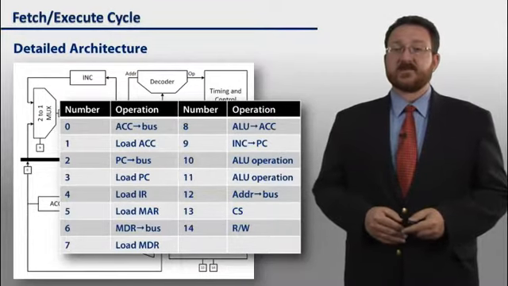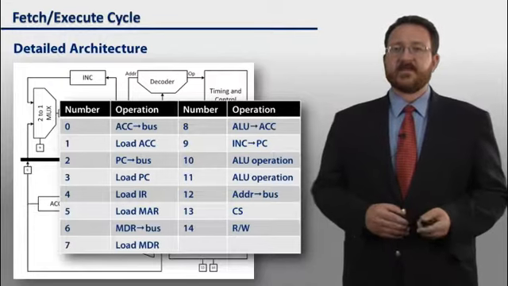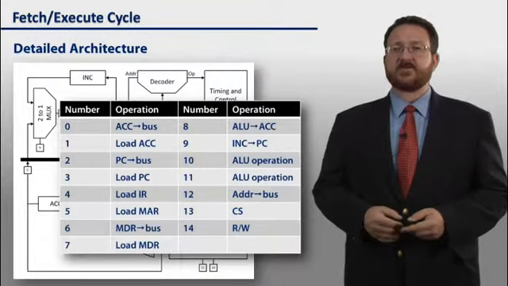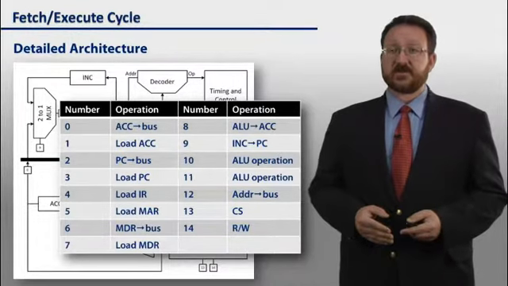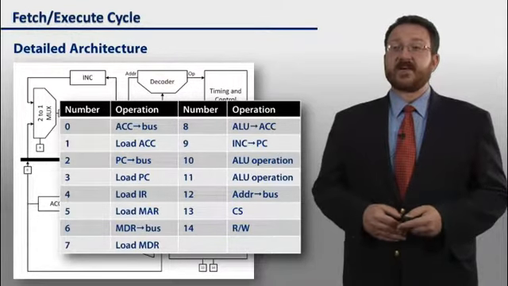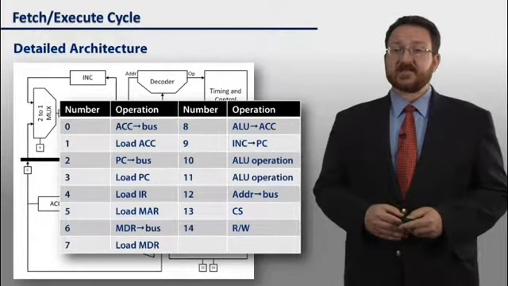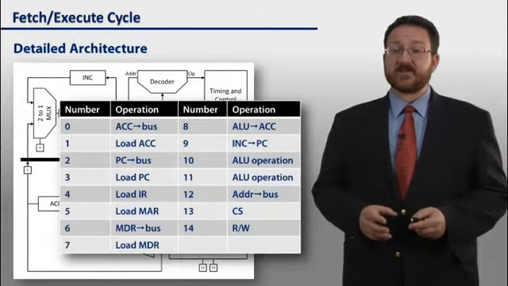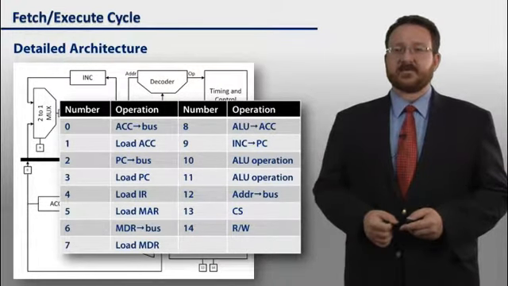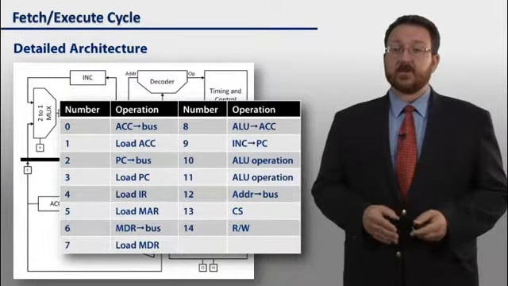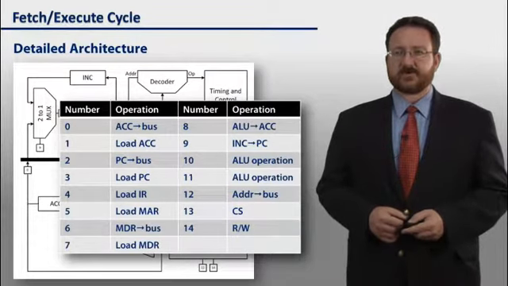Number 2 allows us to transfer the contents of the program counter onto the bus. Number 3 allows us to load the program counter with some new data. Number 4 allows us to load the instruction register with some new data. Number 5 allows us to load the memory address register with some new data. Number 6 allows us to send the memory data register, that is the contents of something that we've read from memory, onto the bus. Number 7 allows us to load the memory data register from the bus so that we could perform a store instruction.